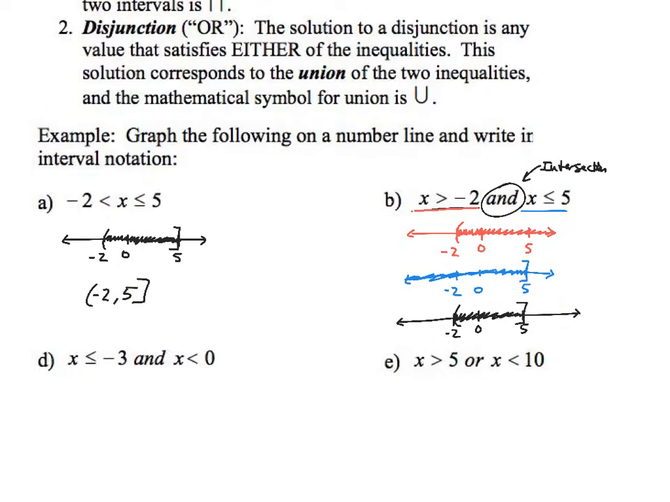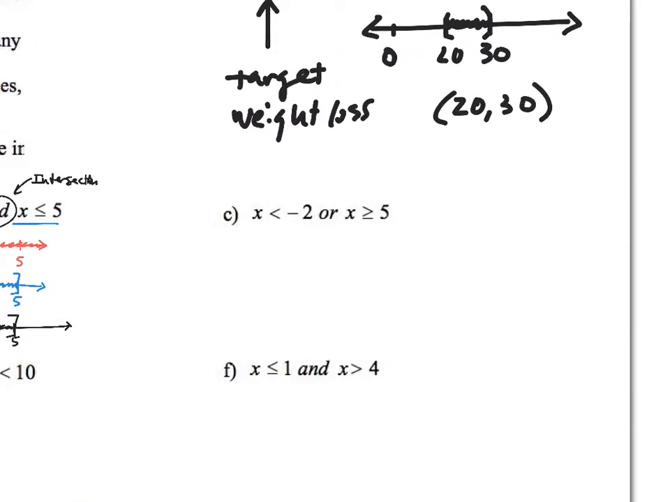That's usually the case with intersections, but not always. So it's important that, if it's given in this notation, it's pretty easy to graph. But when you have the word in between, that's when it gets tricky. All right, so let's look at part C. And this is a different one.